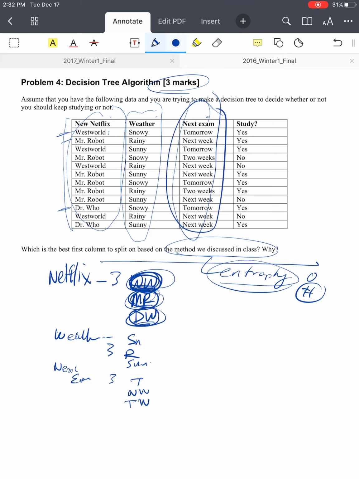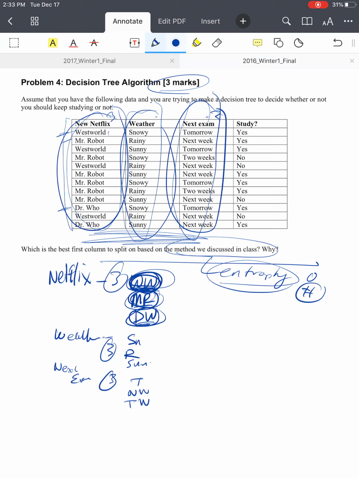So my first guess was, okay, I need to find if any single column is completely monotone. If Netflix had all Westworld, that would be the first one I would split on. But they're all split, they're all not monotone. My first thought was weather, since it's probably snowy or rainy. But Netflix has three shows, and weather has 3 options, and it looks like they all have 3 options. So I need to find a different way to figure that out.